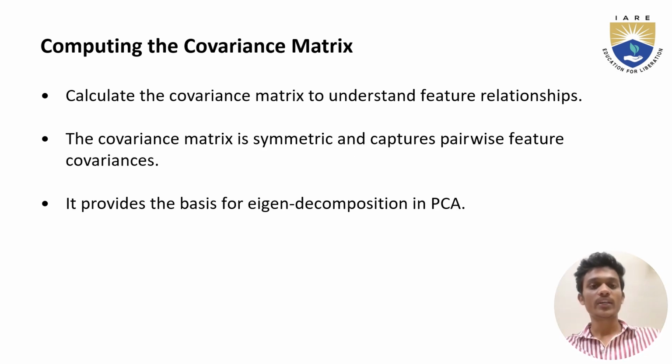Computing the covariance matrix. Calculate the covariance matrix to understand feature relationships. The covariance matrix is symmetric and captures pairwise feature covariance. It provides the basis for eigen decomposition in PCA. These are the steps for computing the covariance matrix.